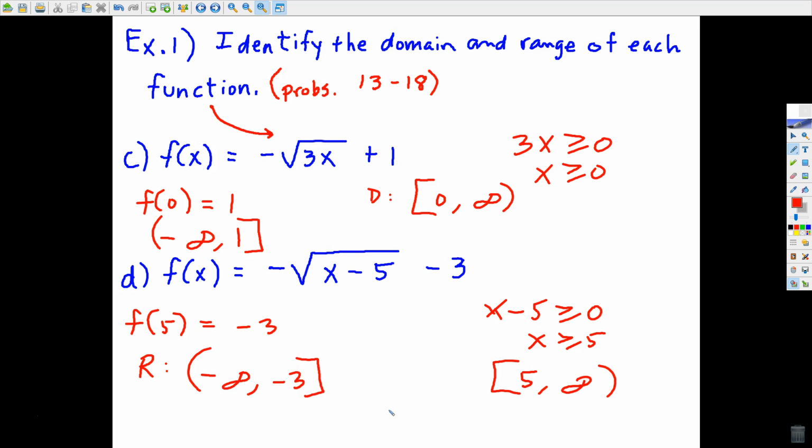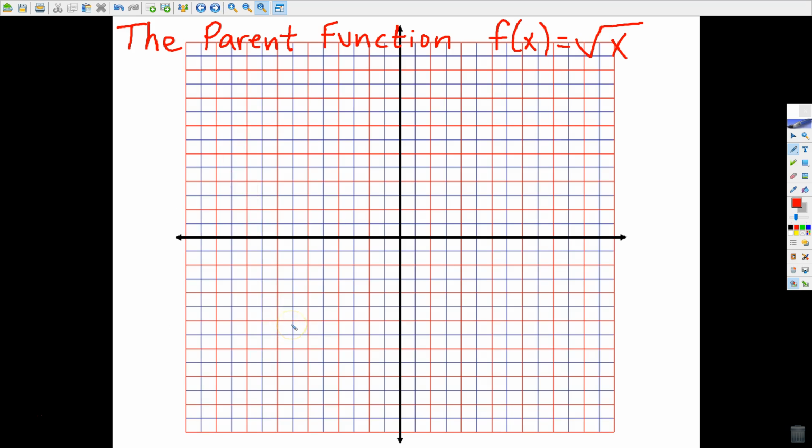Okay, everybody good on domain and range with the square root function? Now let's get into what the graph looks like. What is this specific parent function we call the square root function? What does it look like? And then how do we transform it?